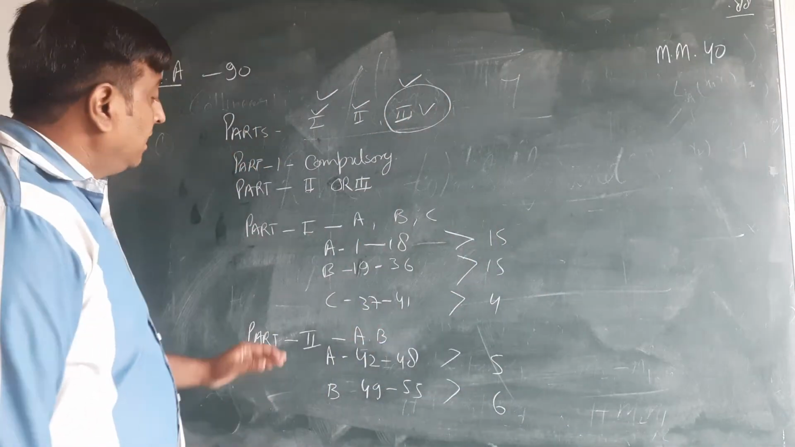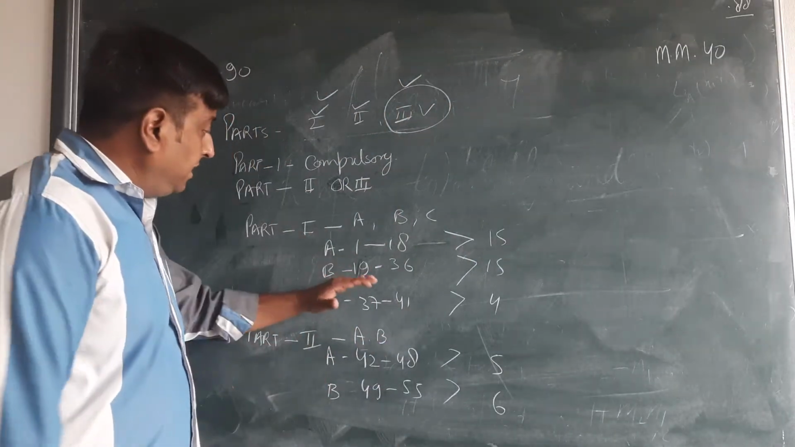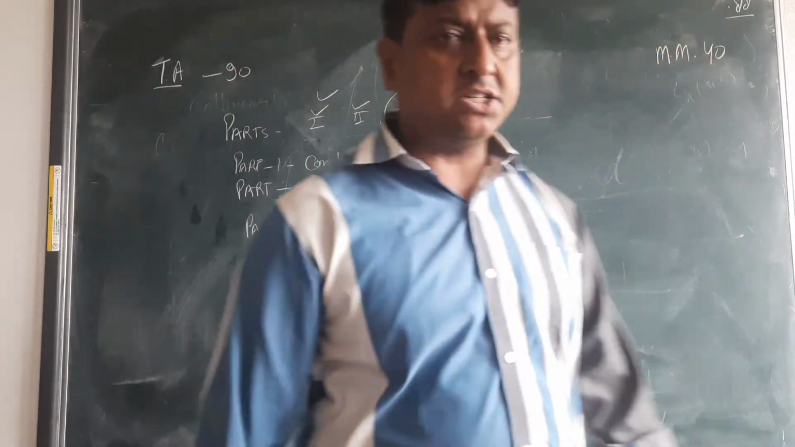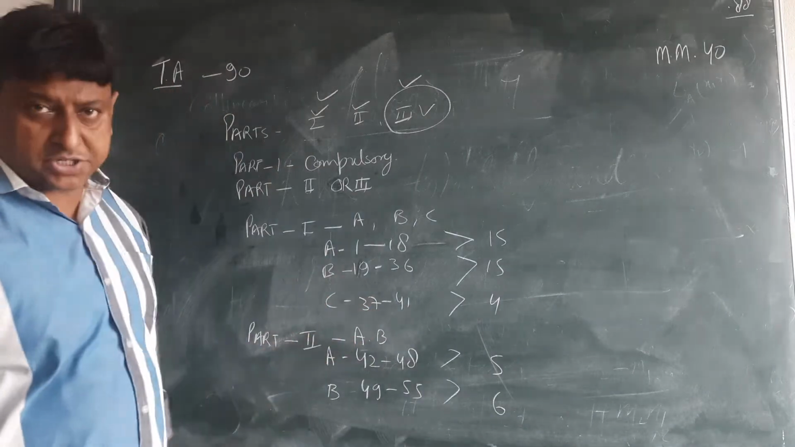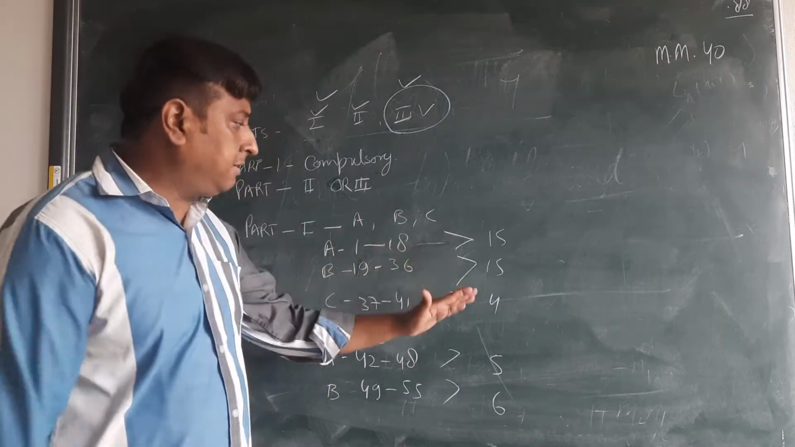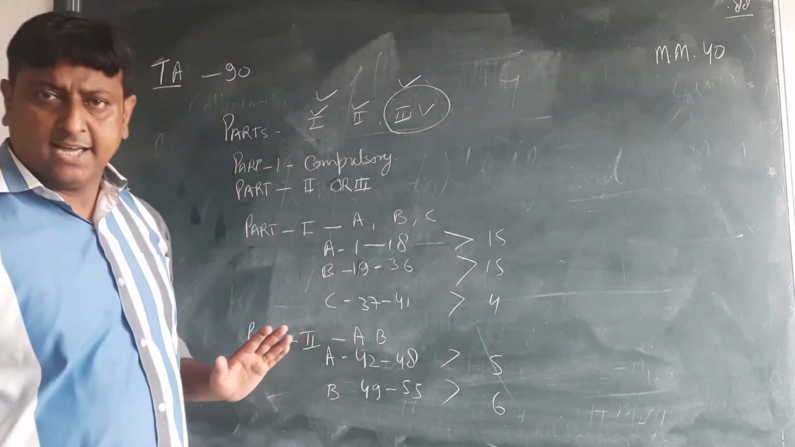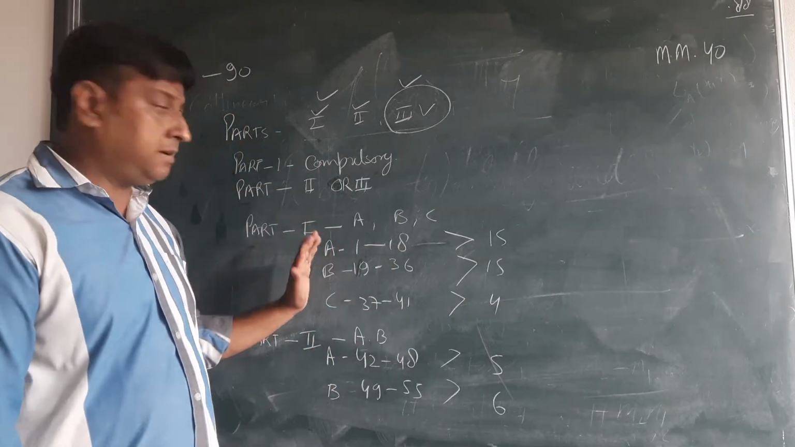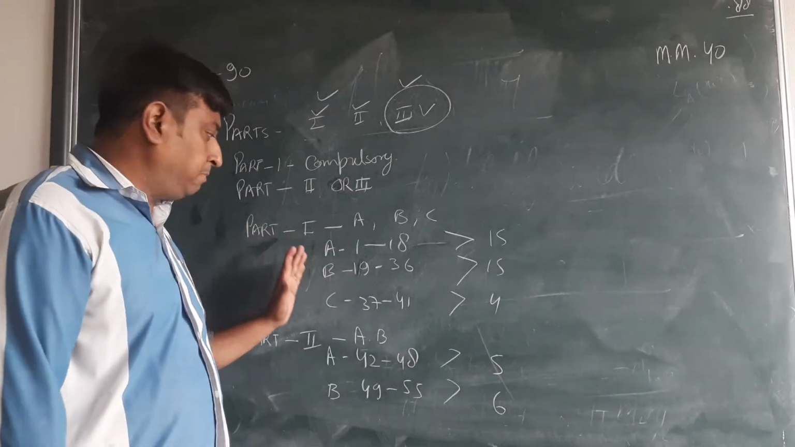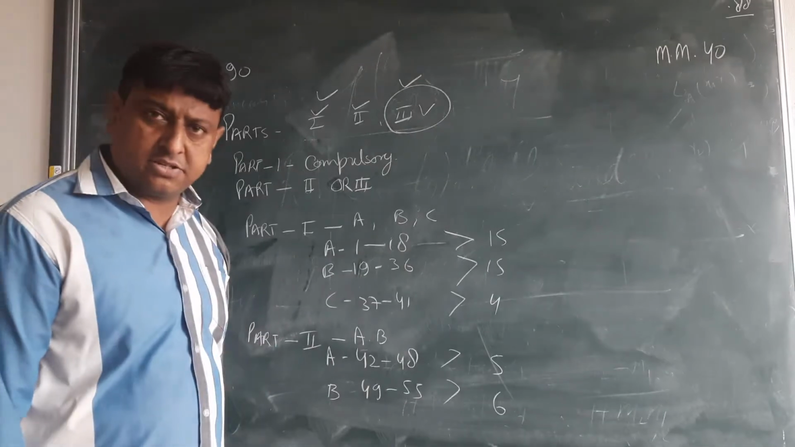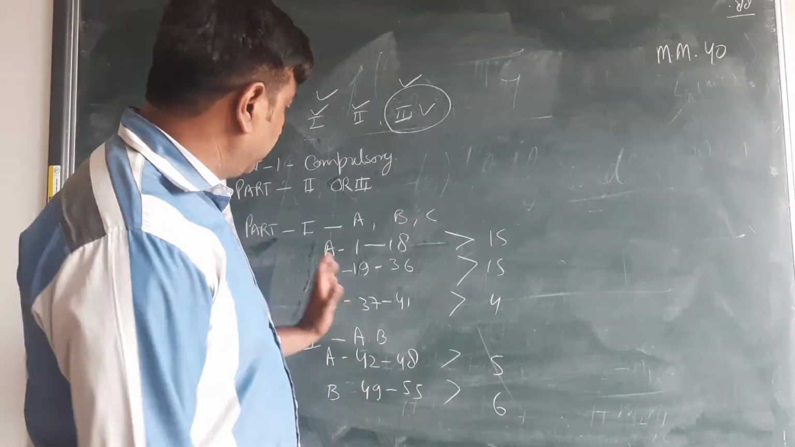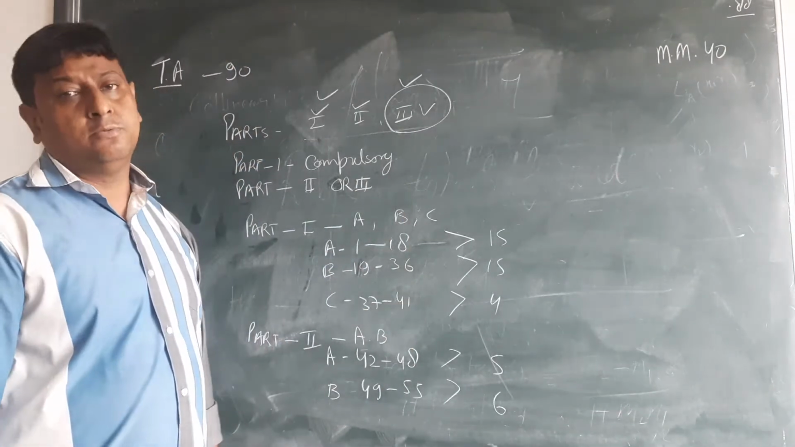In the same way in section B, questions 19 to 36, again 18 questions are there. Some are assessment type questions and some are case study type questions. You are going to attempt only 15 of these 18, okay beta.